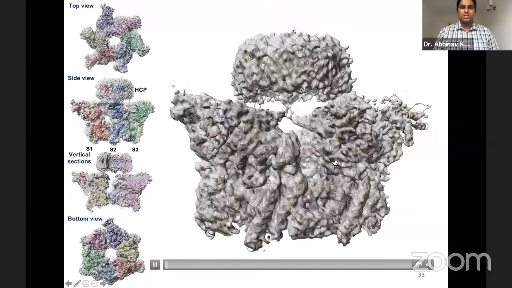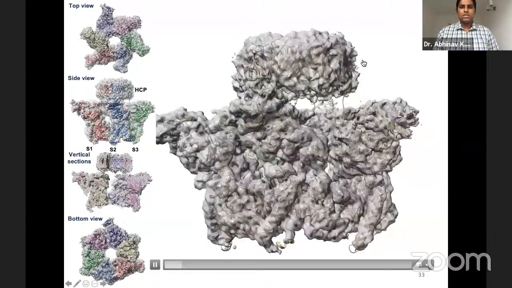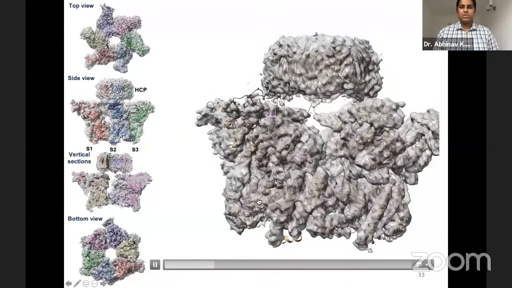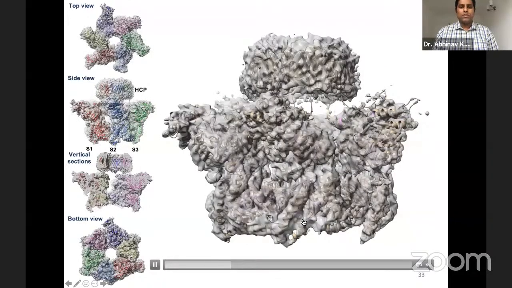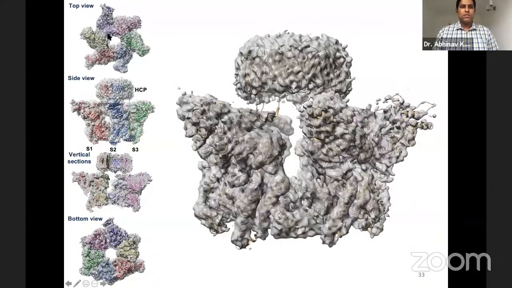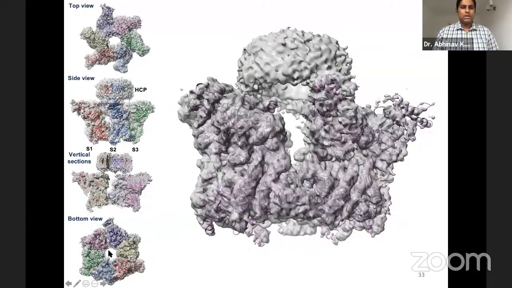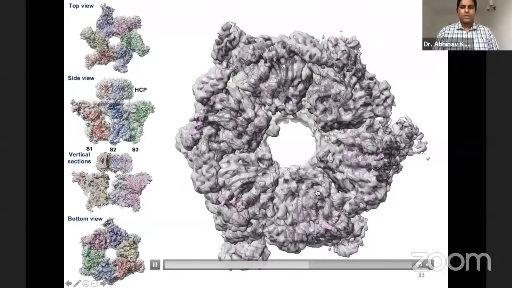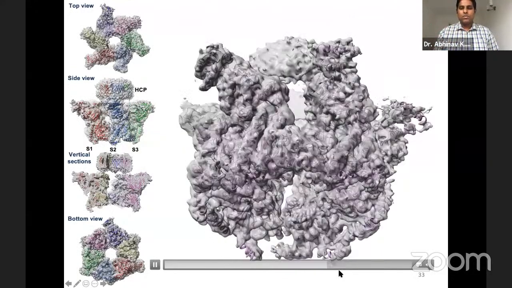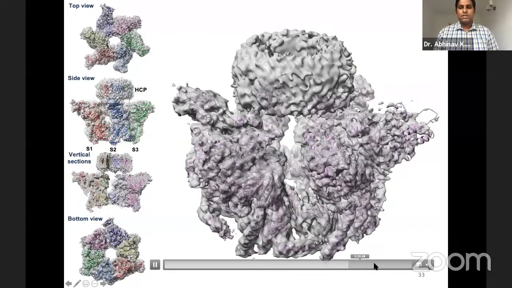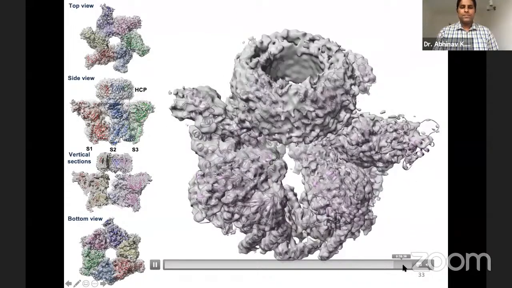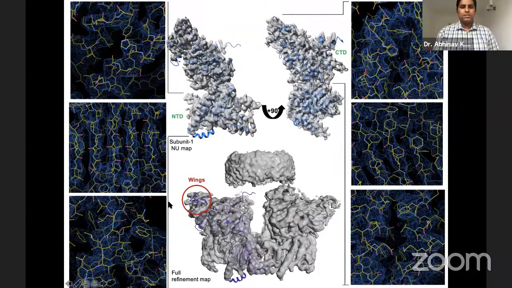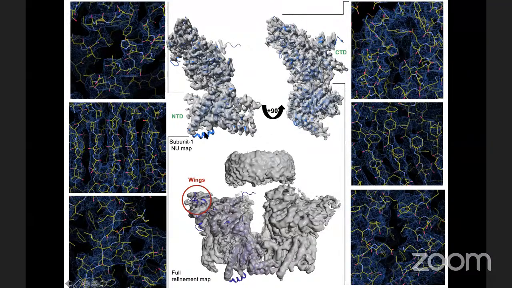As you can see, it's a hexameric ATPase, in conjunction with the HCP, which is sitting on top. So there are two domains. This is the ATPase domain, while this is the larger domain which forms the oligomers. These are the different views, the top view, the side view, the vertical section and the bottom section, just to show you how they look at the bottom. So the resolution was high enough to build it with high confidence and figure out how they look. And just to show you, the overall resolution of the three-dimensional maps is pretty good except in a few regions.